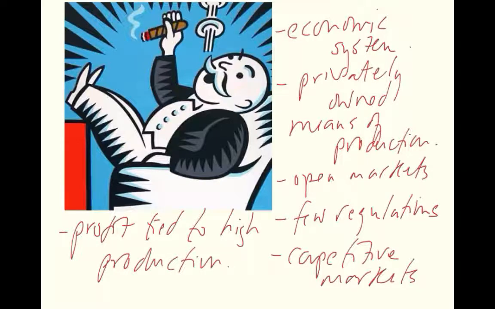Before I start talking about the second phase of industrialization, I just want to take a few minutes to go over the idea of capitalism that was discussed in the first phase of industrialization video. Capitalism is an economic system that is characterized by privately owned means of production. It's a system in which the markets are very open, there are few regulations, the market is very competitive, and profits are tied to high production. So the more stuff you make and sell, the more money you will make.